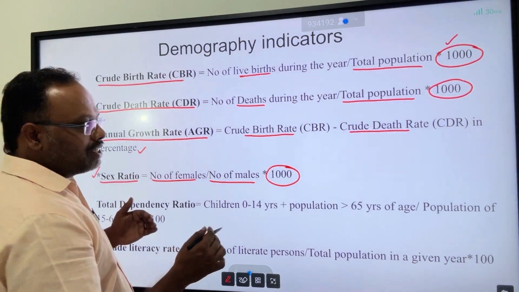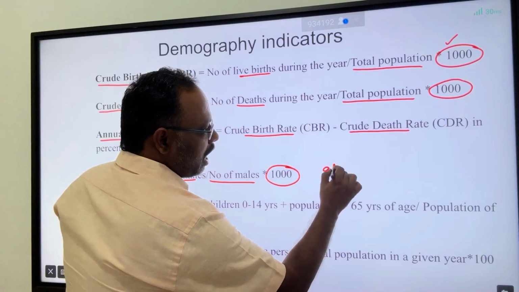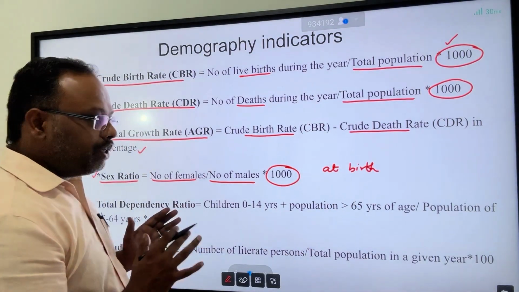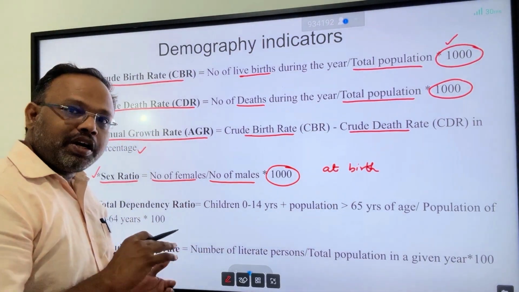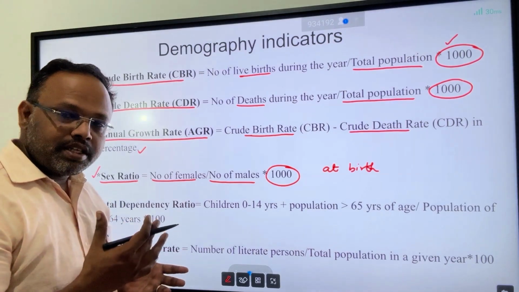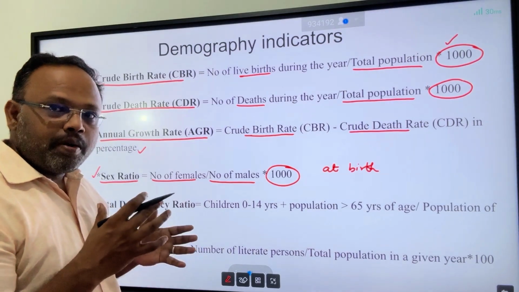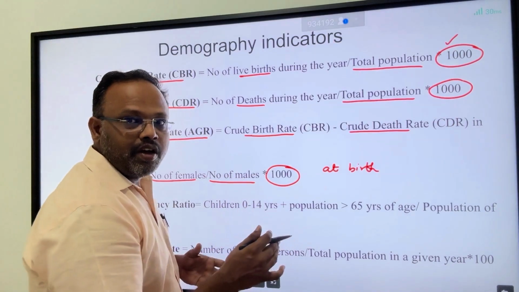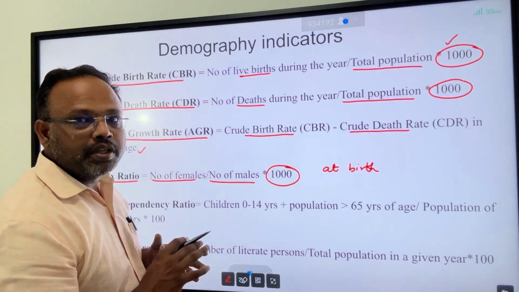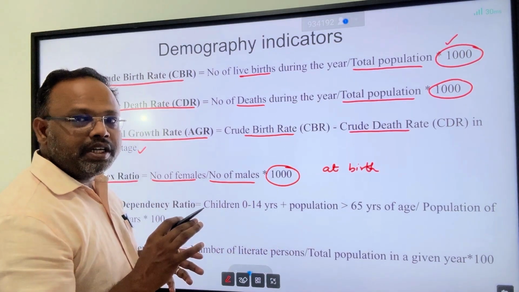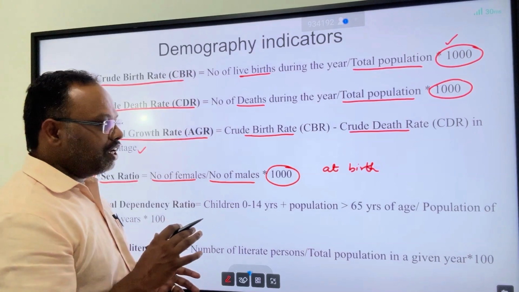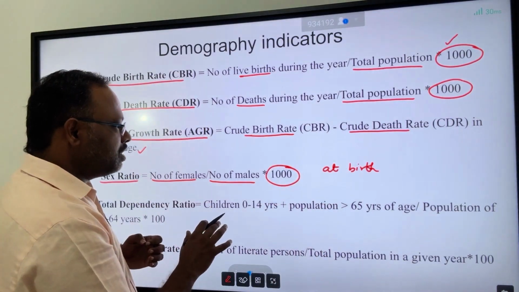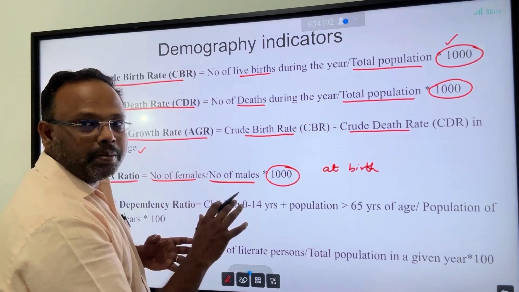We have sex ratio at birth. Again, this is also a very important and sensitive indicator when compared to the sex ratio, because as age increases, the mortality rates of male and female differ. But at birth is an indicator which is sensitive for the community, whether it is preferring a female or male child. So at birth, it is the number of female children per thousand male children.